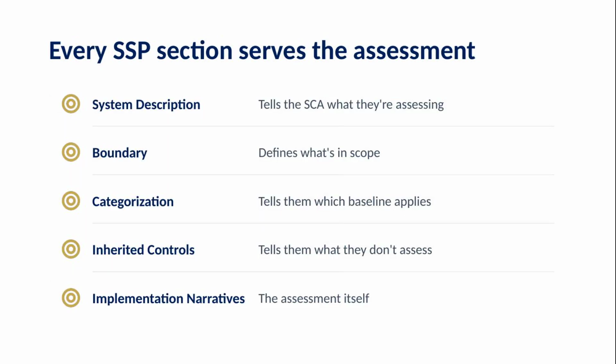The SSP is not a product spec. It's not a technical manual. It's a compliance assertion. Every section exists to support the assessment. The system description tells the SCA what they're assessing. The boundary defines what's in scope. The categorization tells them which baseline applies. The inherited controls tell them what they don't need to assess. The implementation narratives are the assessment itself.